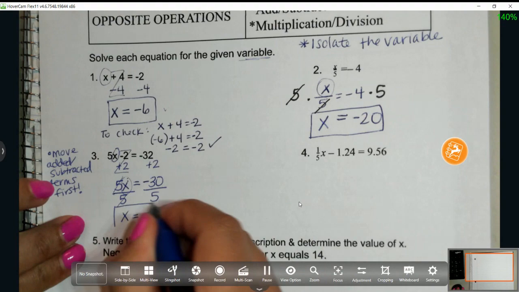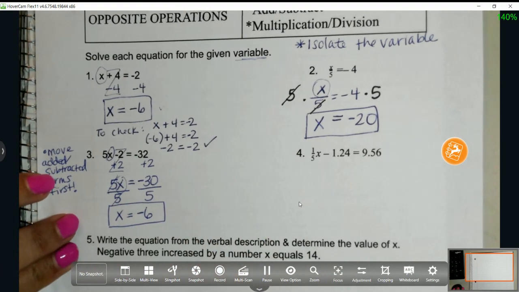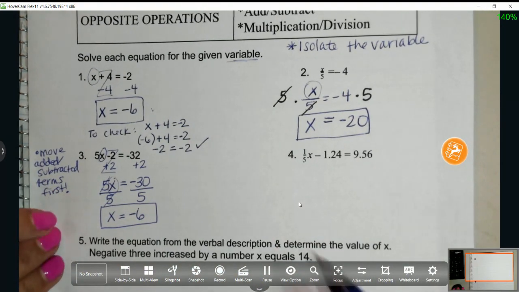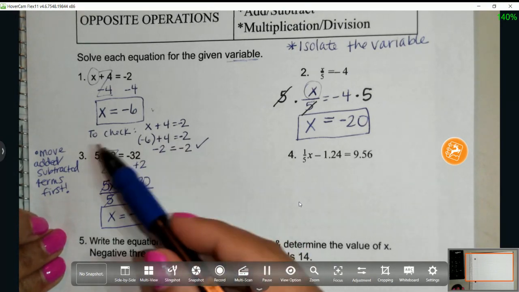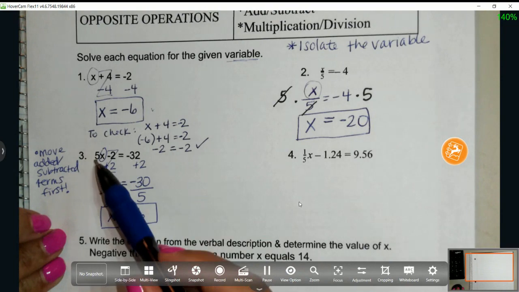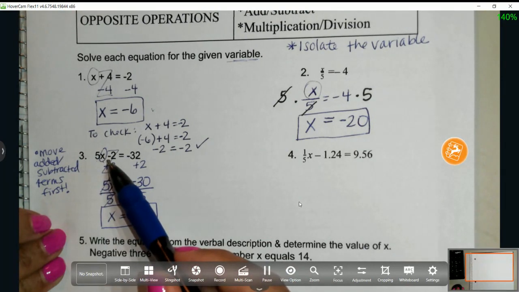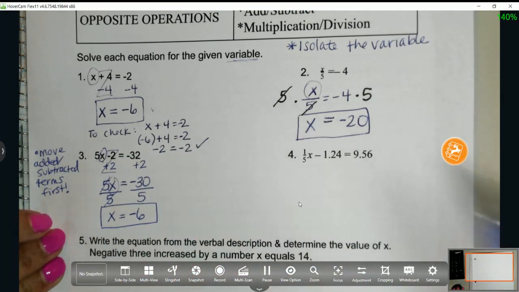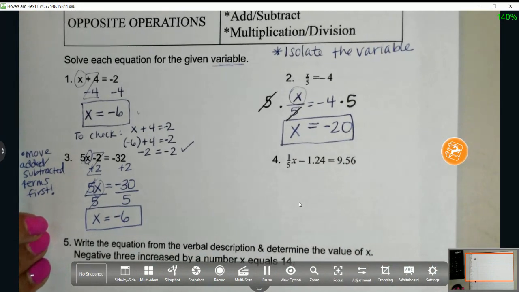And so it's just a coincidence that we got negative 6 again. It's not like all of our answers have to be negative, but that would be our solution here, negative 6. And as a check, you can always plug it back in, do 5 times negative 6, and then minus 2, and make sure that that checks out and gives you negative 32.